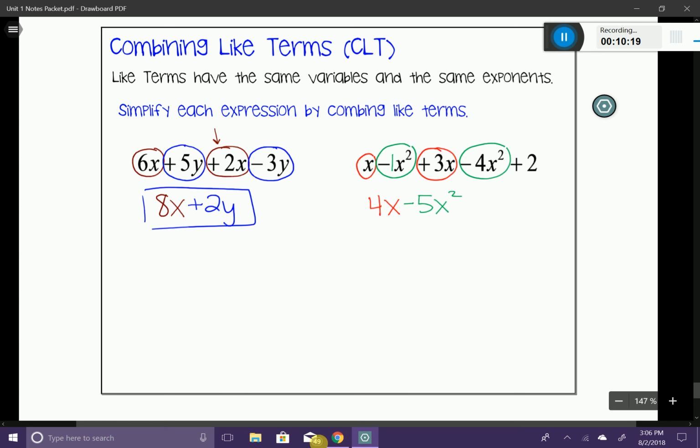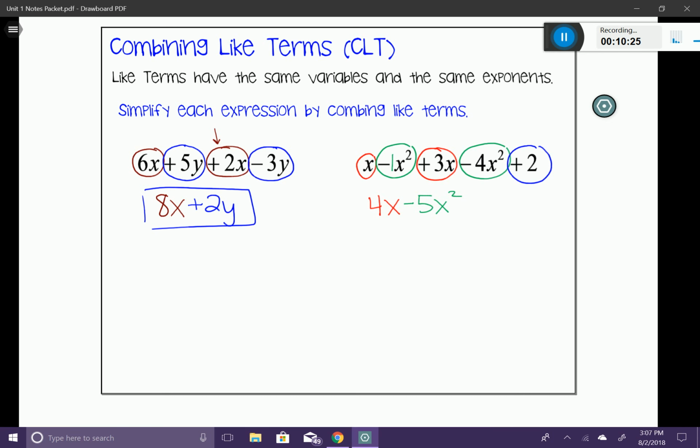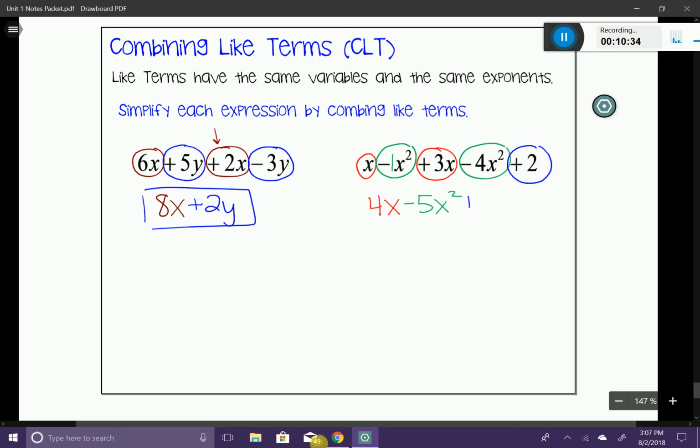And you can see that I'm left with one more piece here. And you can see that it actually has nobody to combine with. This is called a constant. A constant is a number that stands alone by itself. It doesn't have a variable attached to it. With the constants, we usually just like to tack them on to the very end. They usually don't have anybody to combine with. And that's my final answer. So that's how you combine like terms.